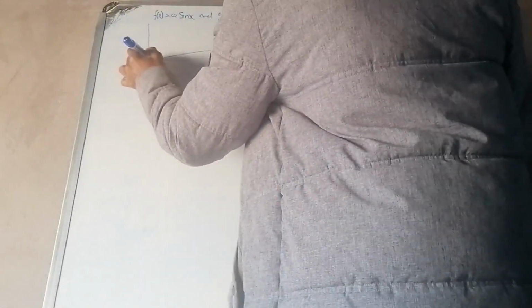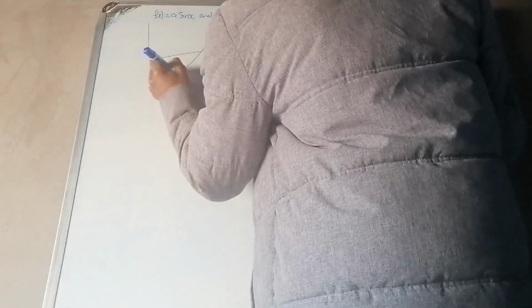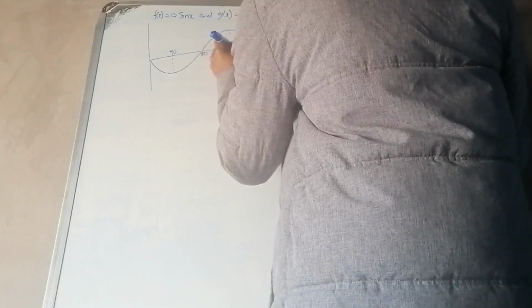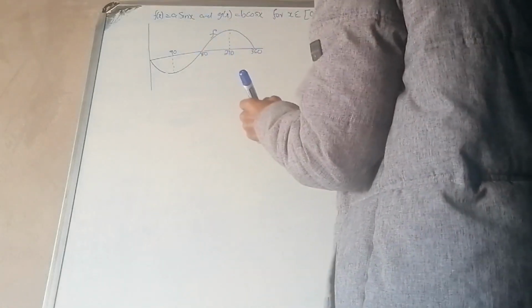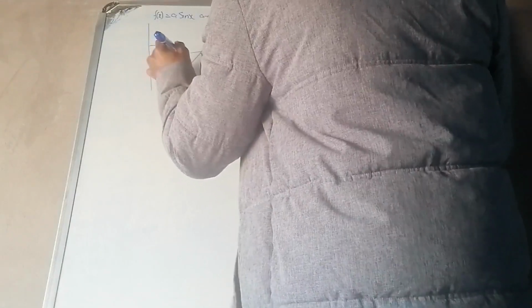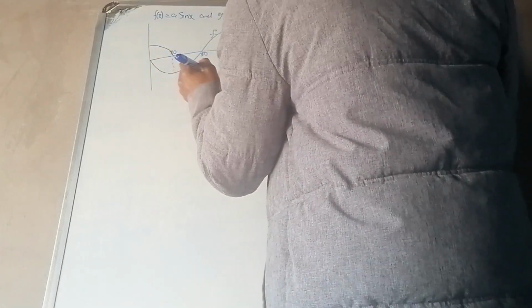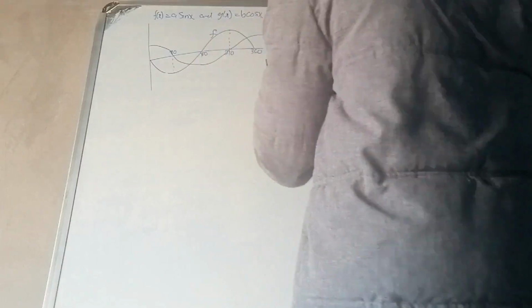It's a sinusoidal wave, with 90, 180, 270, and 360 marked. This is f, and then you have g. I cannot be accurate in the drawing, that's how it is.